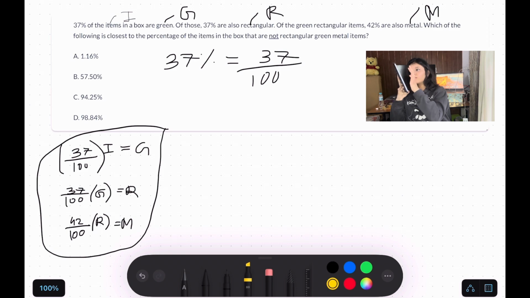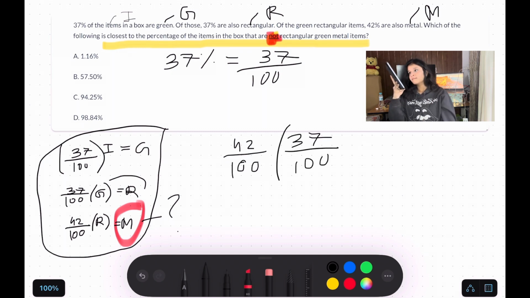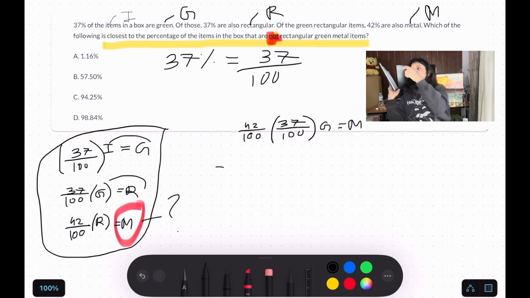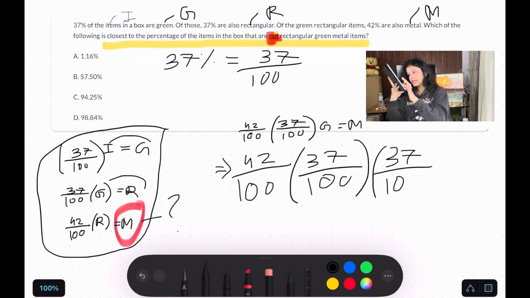Okay. Now the question is asking us for the items that are not rectangular green metal items. So what is not M? We have to find out. Now from the equations, we can tell that 42 by 100 of R, which is 37 by 100 of G, since R is equal to that, is M. And then 42 by 100 of 37 by 100 of 37 by 100 of I, which is G, equals M.